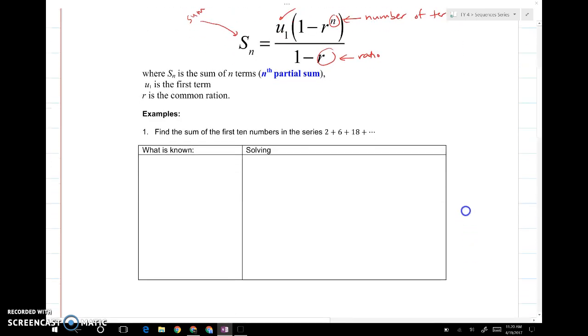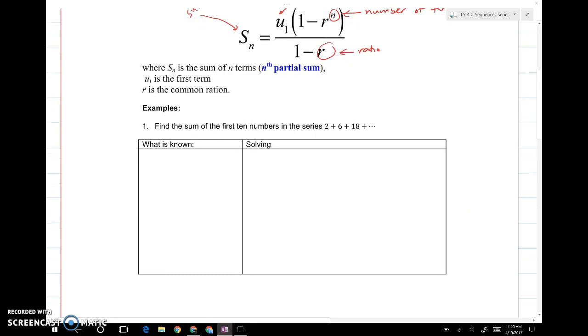Now, the first question here says find the sum of the first 10 numbers in the series. So the first question is, what is it that you know? And please write that down. Okay, so if I write down what I know, U1 is 2, I know R is 3, that's what I'm multiplying by every time. I want the sum of the first 10 numbers, so N is 10, and I'm trying to find S10. So again, start with your formula, plug everything in.